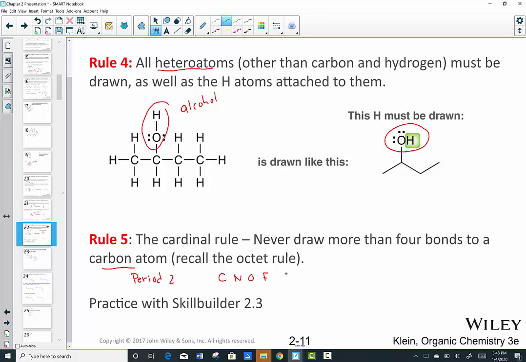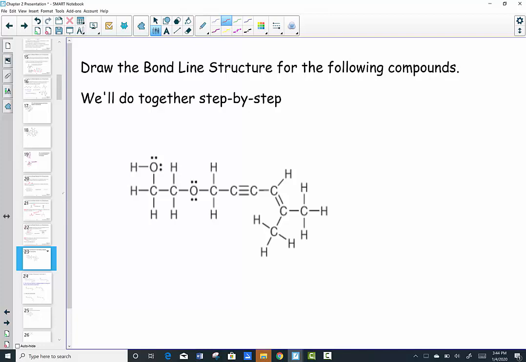Let's practice a little bit with some homework questions, Skill Builder 2.3. Here we're just asked to draw bond line structures for the following compounds. So I thought with this first one, we'd take a look step by step of eventually leading you to be able to do this skill. So this compound might look overwhelming, right? I see I have one, two carbons, then an ether linkage. Here's another carbon. I don't even know where to begin. So I have, you know, here's carbon 3, 4, 5, 6. All of these things are just kind of overwhelming.